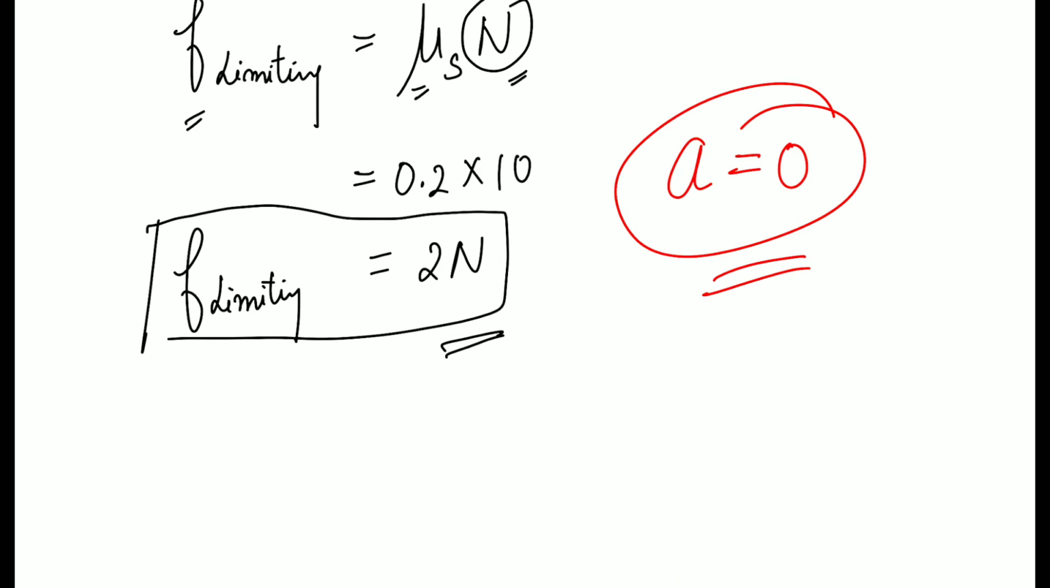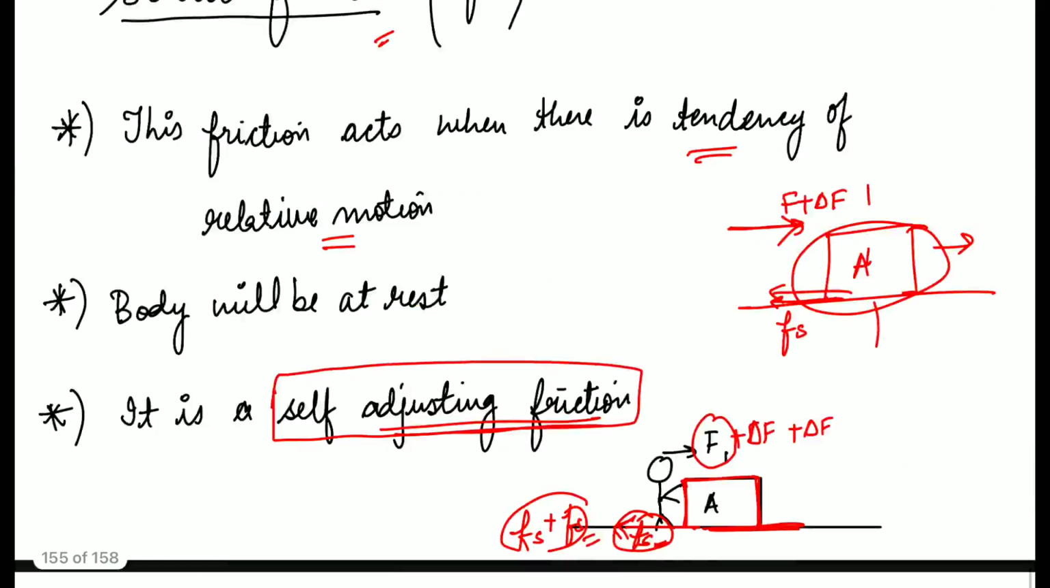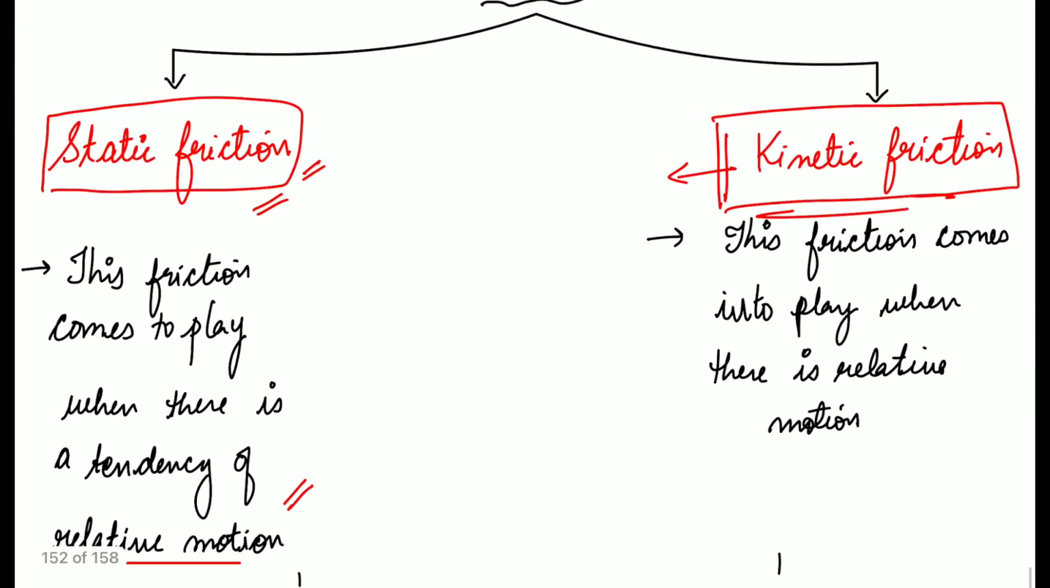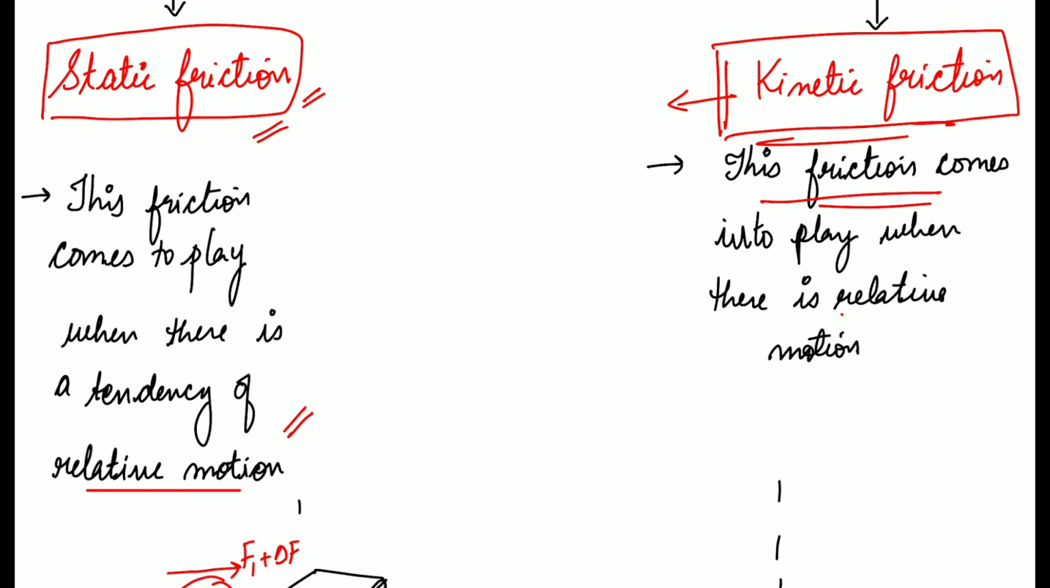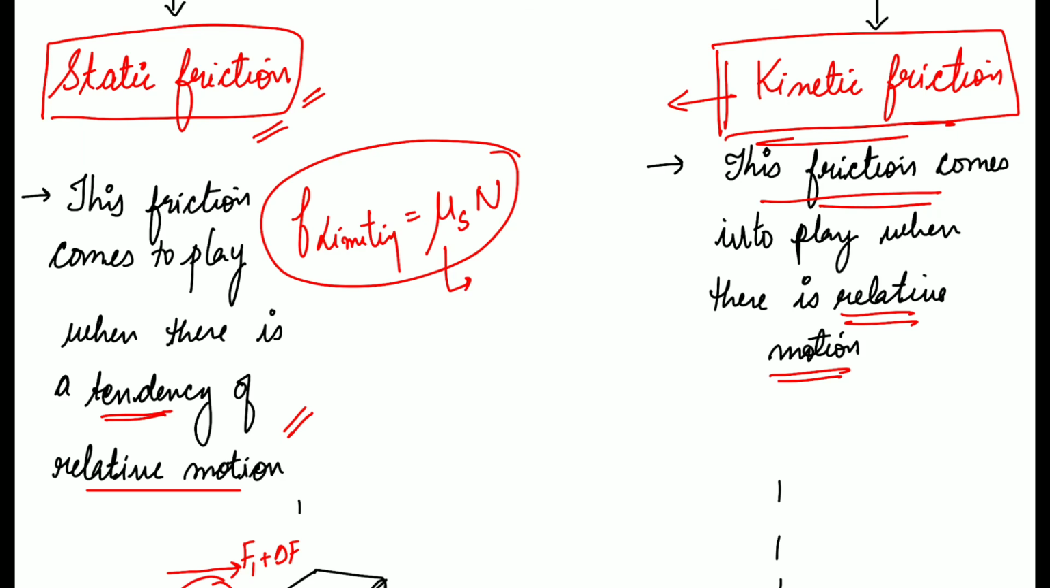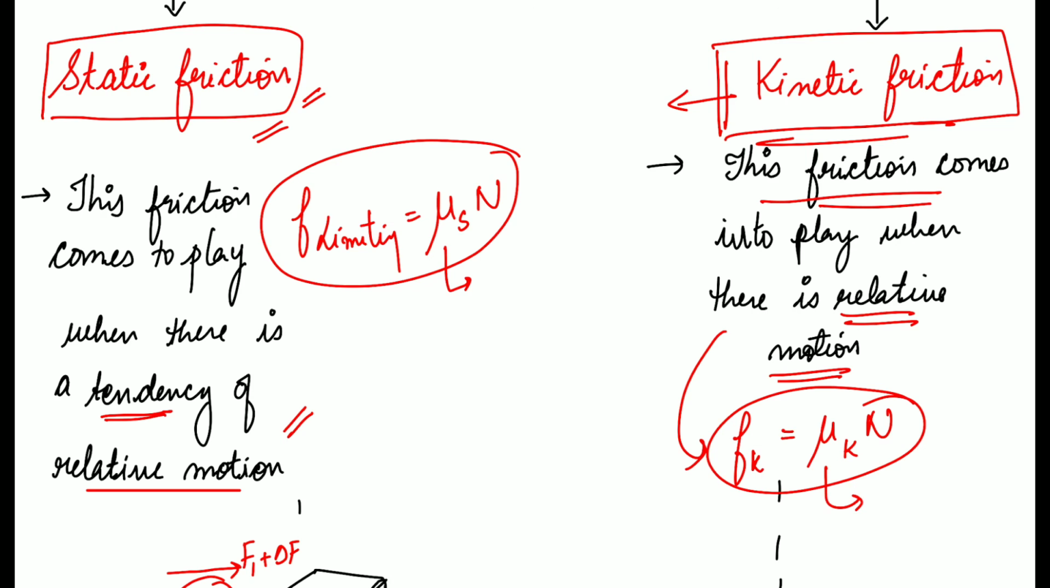I hope you understood the concept of friction, and of static and kinetic friction. Let me go back to that differentiation table. Kinetic friction always acts when there is relative motion between the two bodies. Static friction acts when there is a tendency of relative motion. For static friction there is no formula, but there is a formula for F limiting: F limiting equals mu s times N, where mu s is the coefficient of static friction. Very similarly, kinetic friction has a formula: Fk equals mu k times the normal reaction, where mu k is the coefficient of kinetic friction.